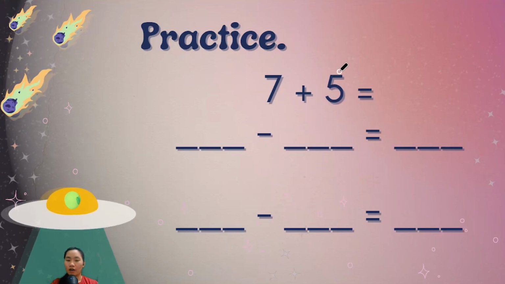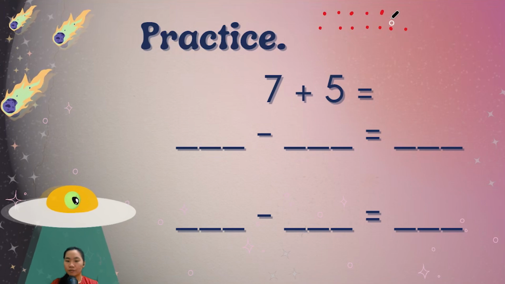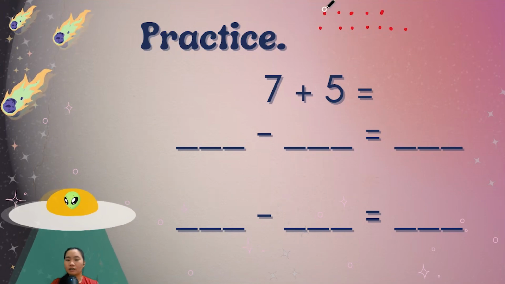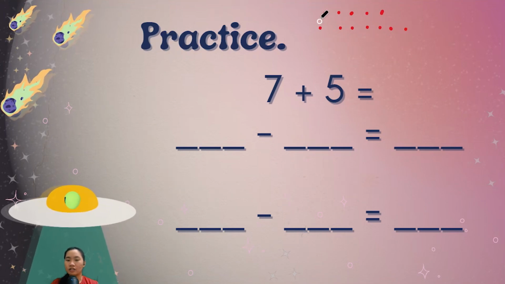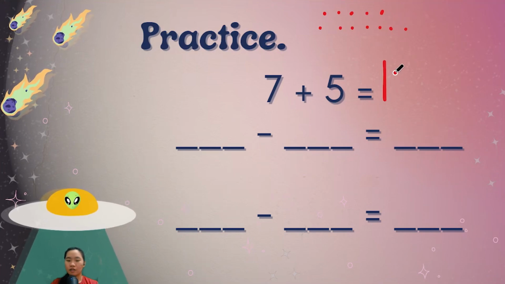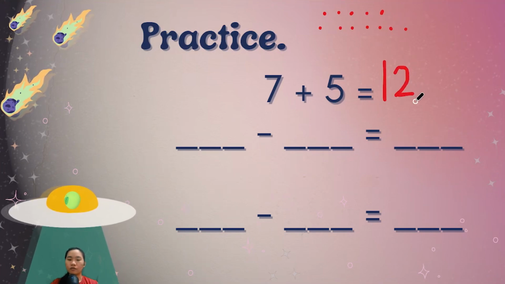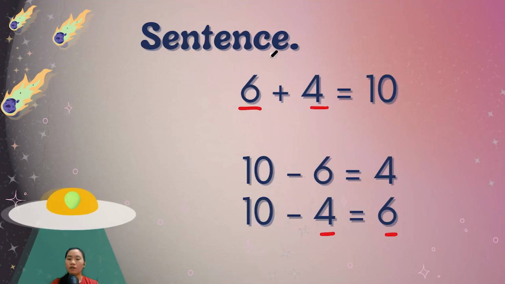7 plus 5. Let's count: 1, 2, 3, 4, 5, 6, 7. So this is 10 already, right? 5 up here, 5 up here. This is 10. 11, 12. 7 plus 5 is 12. Let's go back. Now we've solved the first part. Let's work on the second part.